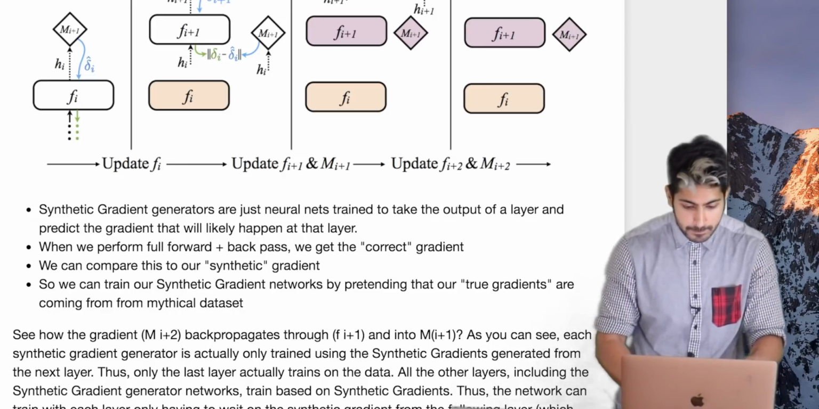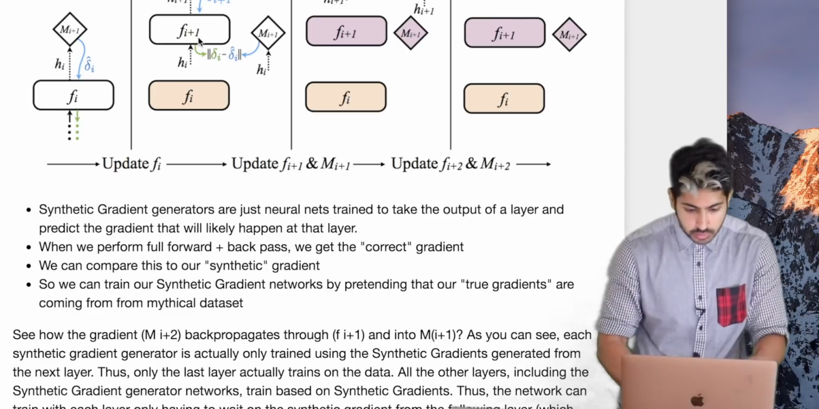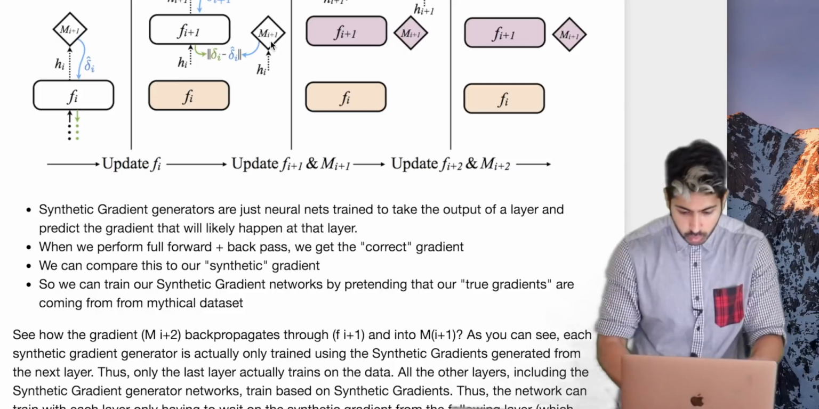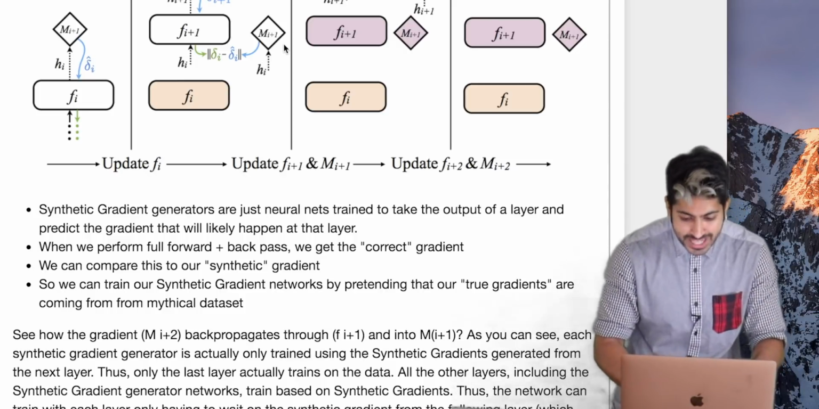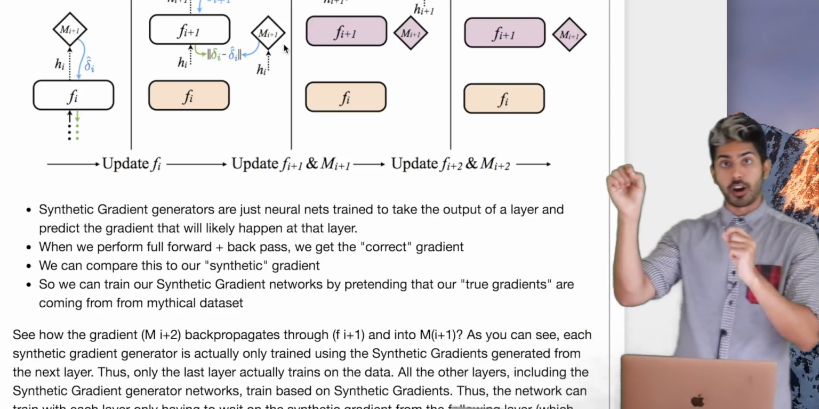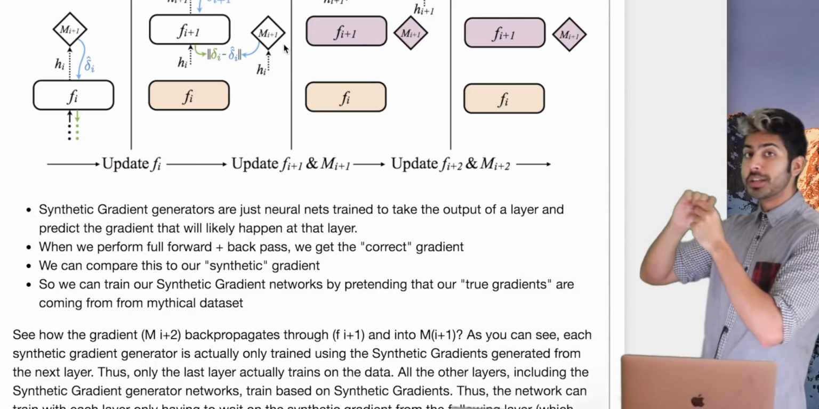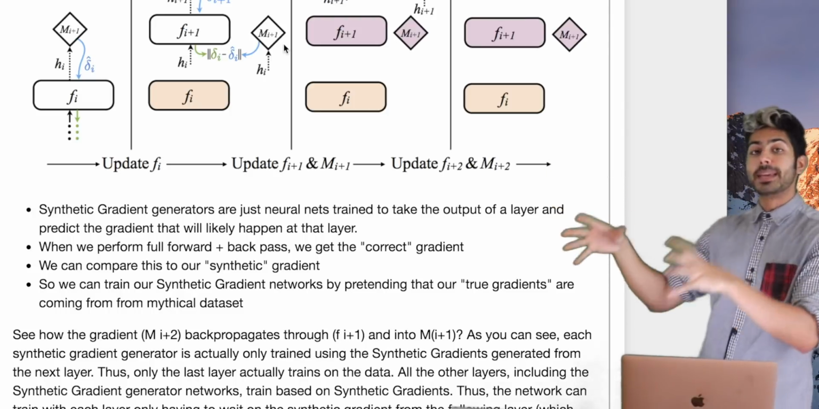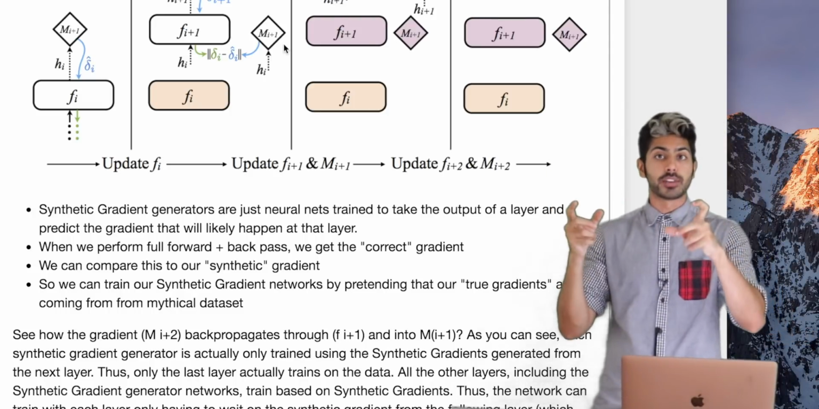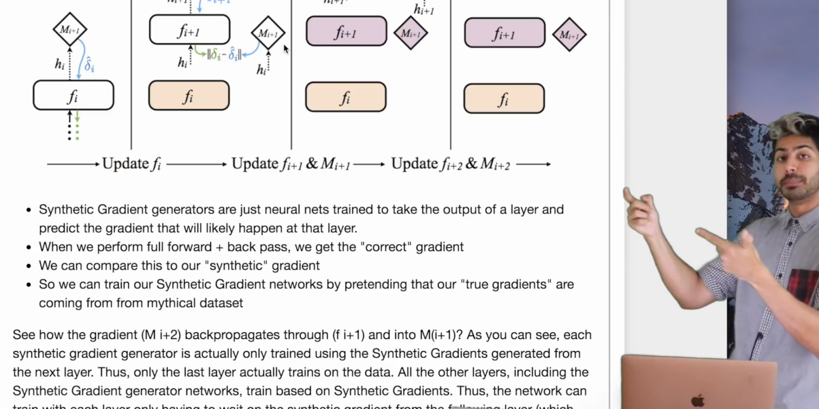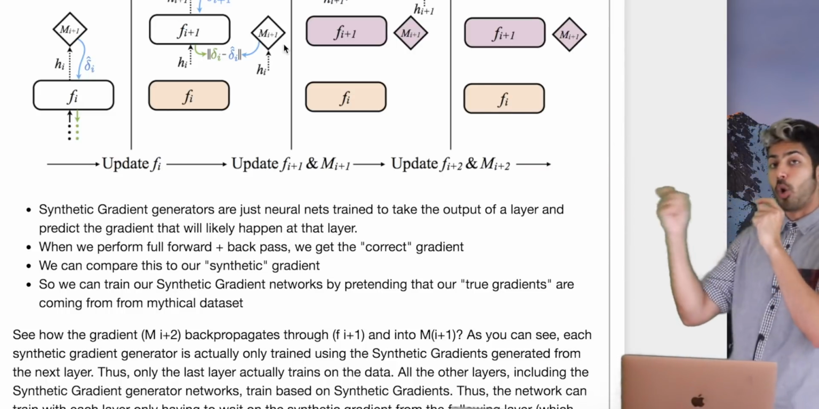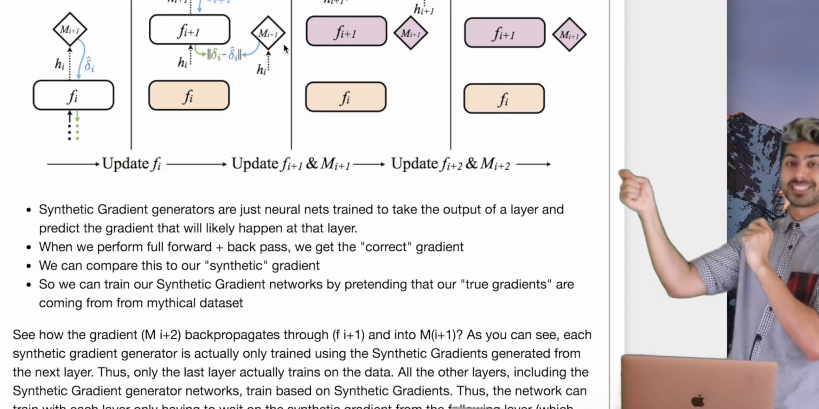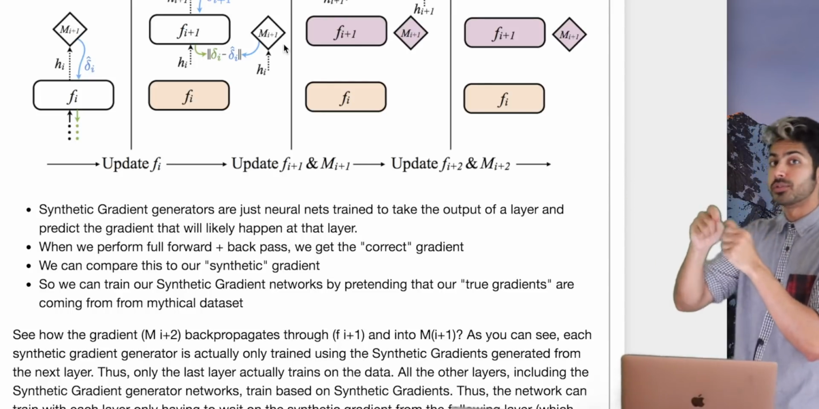So if we look at this image right here, notice how the gradient for mi plus 2 backpropagates through f1 plus fi plus 1 and into mi plus 1. So each synthetic gradient generator is actually only trained using the synthetic gradients generated from the next layer. So for every layer, it doesn't depend on every single layer before that, right? Because backpropagation is a recursive process. Rather than having to wait for the gradient to be computed for every single layer, it's only taking the computed gradient from the next layer. Every layer only depends on the next layer.